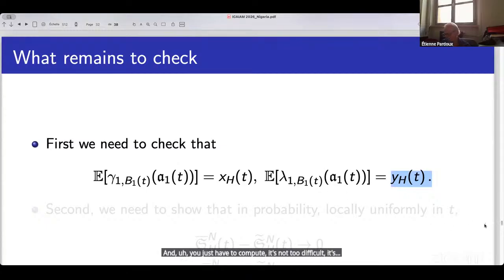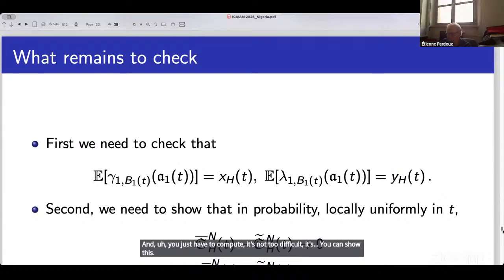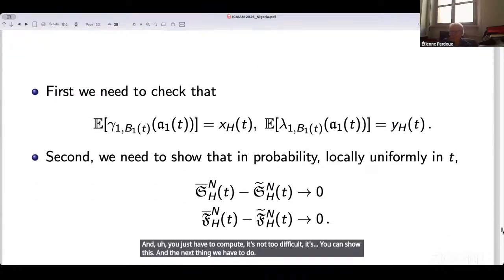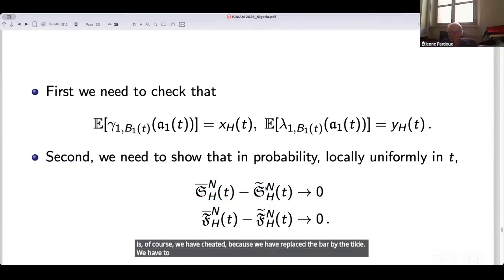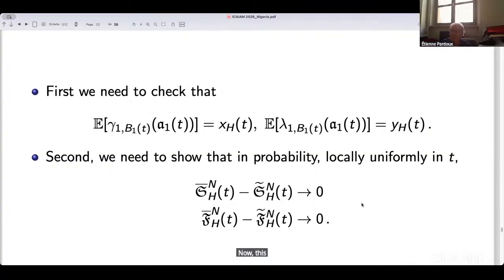You can show this. And the next thing we have to do is, of course, we have cheated because we have replaced the bar by the tilde. We have to show that the difference between the bars and tilde goes to 0 as N goes to infinity. Now this is in probability. This is locally uniformly in T. So this is okay.